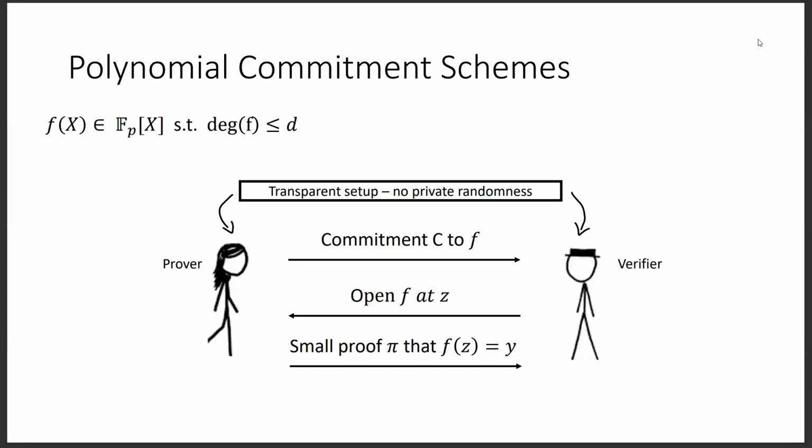Right. So, we've seen this earlier today, but what polynomial commitment schemes are. We consider a transparent setup, where we have no private randomness. The prover is going to send a commitment to some polynomial f with coefficients in F_p and degree at most d. The verifier asks to evaluate f at some point z, and the prover is going to send you the evaluation y as well as a small proof pi that convinces the verifier that the evaluation is actually correct.